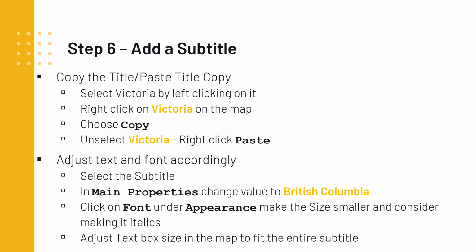Then you're going to adjust the text and the font accordingly. So then you're going to select the subtitle, or the second Victoria. And then in the main properties, change the value to British Columbia. Click on the font under the appearance and make the size smaller and consider making it italics. Adjust the text box in the map so it fits the entire subtitle.